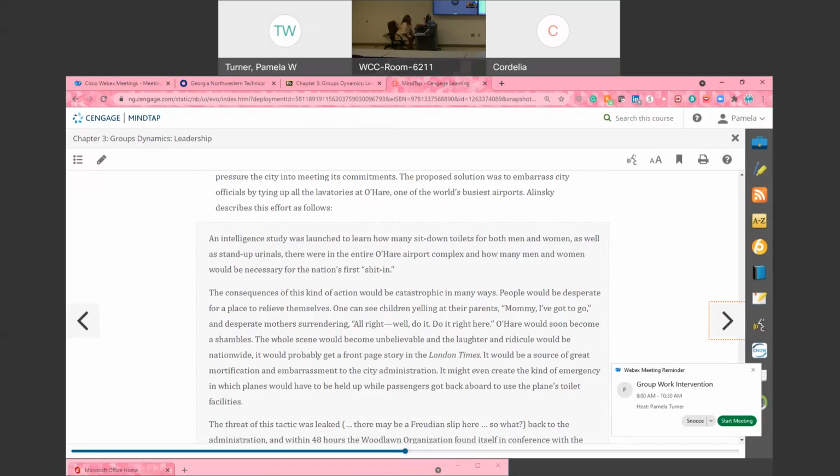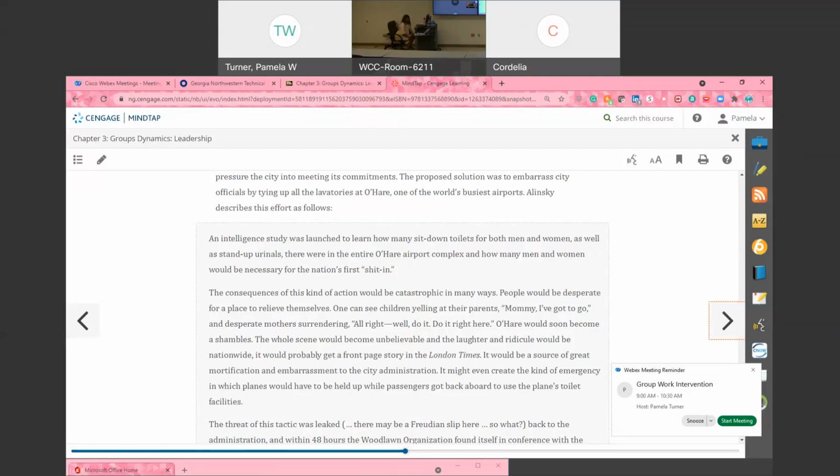One might see children yelling at their parents, "Mommy, Mama, you have to go." And desperate parents saying, "All right, well, do it here." O'Hare would soon become a shambles. The whole scene was unbelievable, and the laughter and the ridicule was nationwide. It probably got a front page story in the London Times.